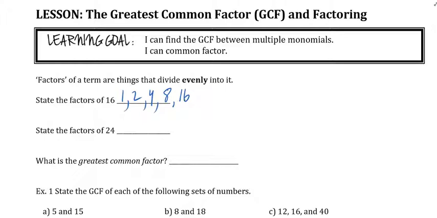Okay, and 24 is a big one. Try 24. So again, we'll get started together here. 1, 2, because it's even. It doesn't have to be in order. I'm going to write them in order. Yours doesn't have to be in order. It's a little bit easier if you can do it in order. So go ahead and see if you can finish that list.